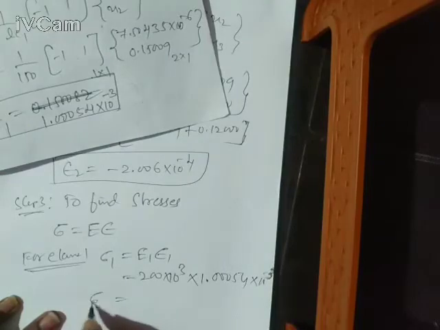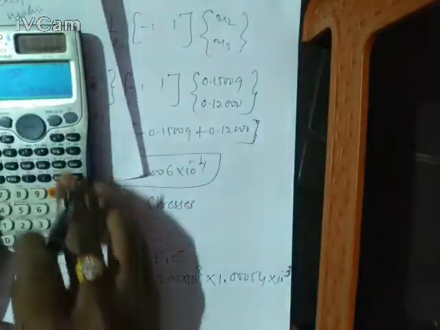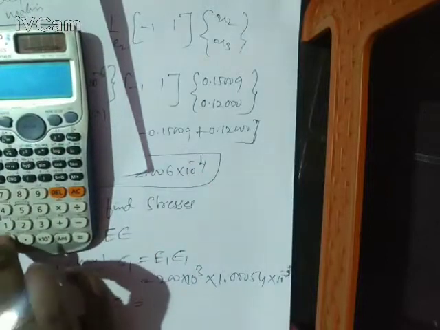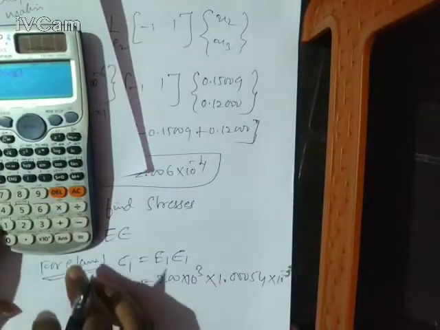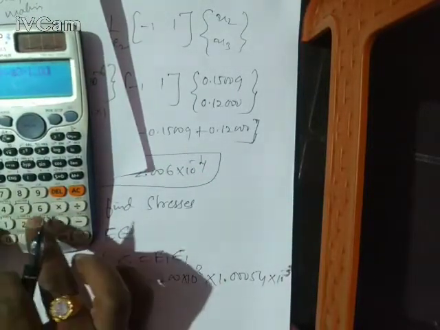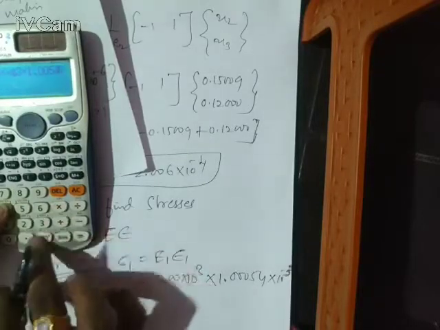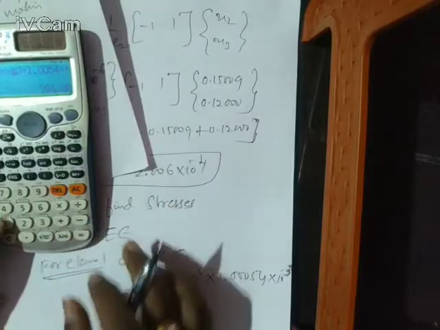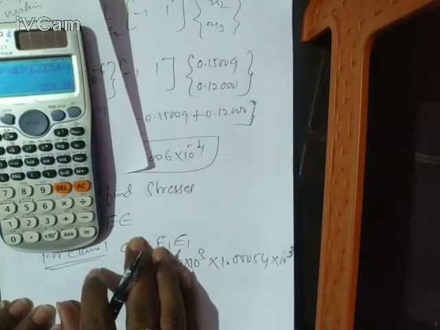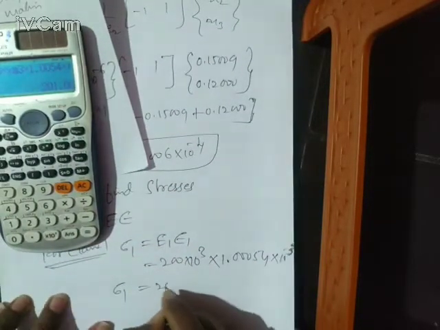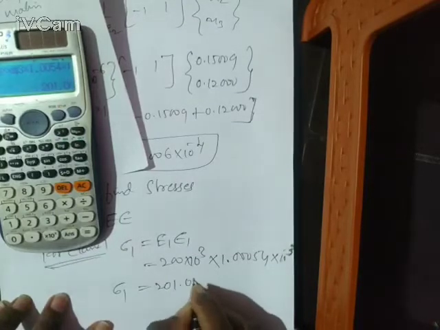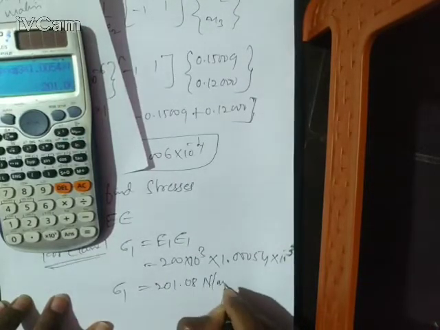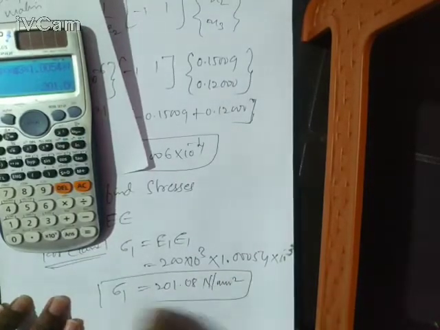So how much will I get for my sigma value? Look here, 200 into 10 to the power 3 into 1.00054 into 10 to the power minus 3. So sigma I am getting as 201. So my sigma 1 value is 201.08 Newton per mm square.